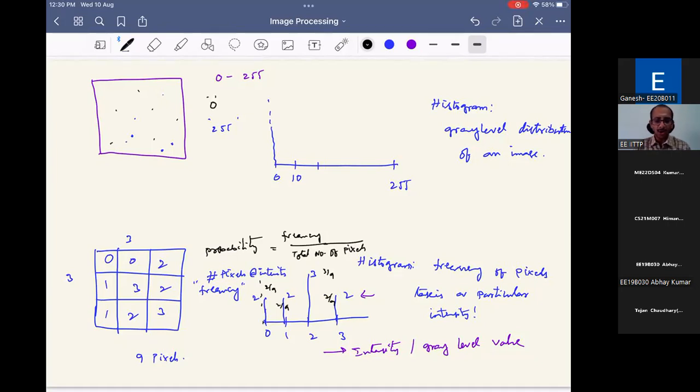This gives essentially the intensity distribution, or gray level distribution, in an image. If I denote the possible gray level with L, what we get in terms of probabilities is P of L. P of L is essentially the frequency divided by the total number of pixels: the intensity distribution or probability.